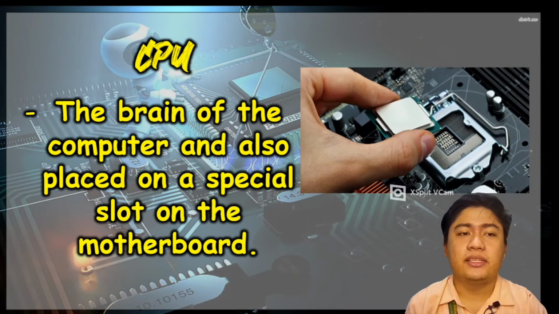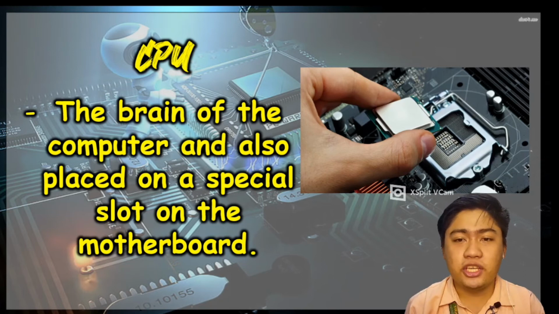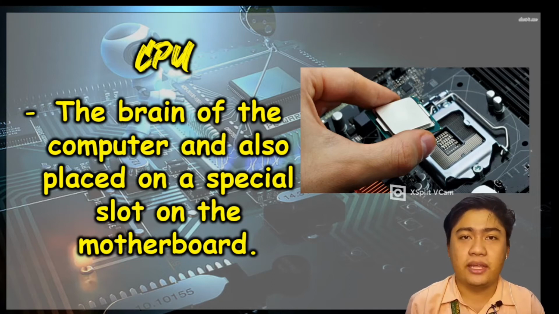Next one is the CPU. It is the brain of the computer. It is inside the CPU box and placed on a special slot on the motherboard. The CPU is contained inside a small chip called the microprocessor. The CPU processes all the basic and complex instructions given to it.